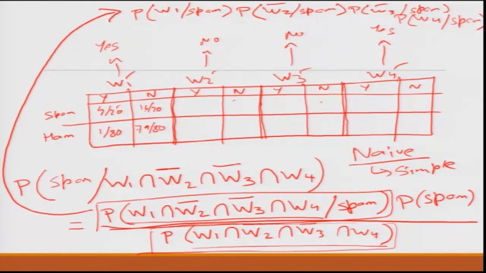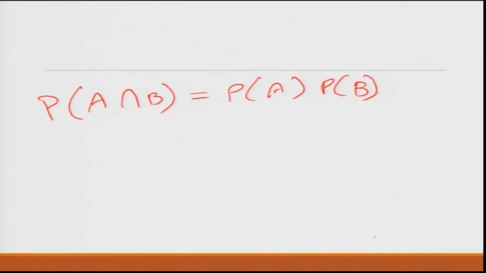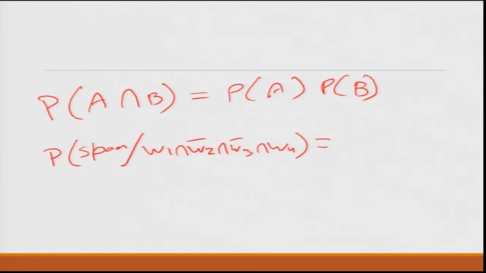You do this calculation, and for each of these combinations, you start filling the numbers and you find out the probability of it being a SPAM, given that W1 happened and W2 did not happen and W3 did not happen and W4. You calculate this value, and it comes to some number. Similarly, you calculate the value for HAM. You do the same exercise again, what is the probability that it was not a SPAM for the same thing. Whichever is greater, if this is greater than this, then you classify it as a HAM. If this is greater than this, you classify it as a SPAM.